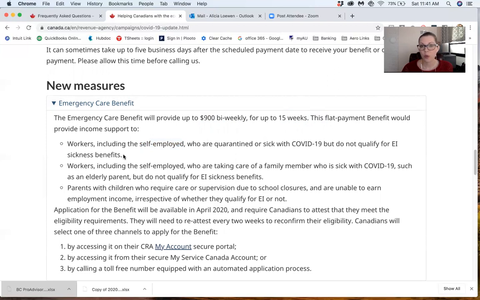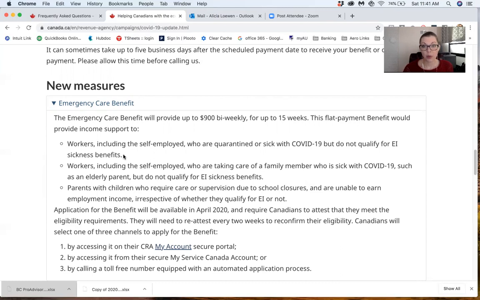If you are a sole proprietor, you don't qualify for normal EI unless you have elected to go into optional EI. Most people don't, because it's not required for sole proprietorships to pay EI premiums, but that also means that you don't get the benefits if you can't work.